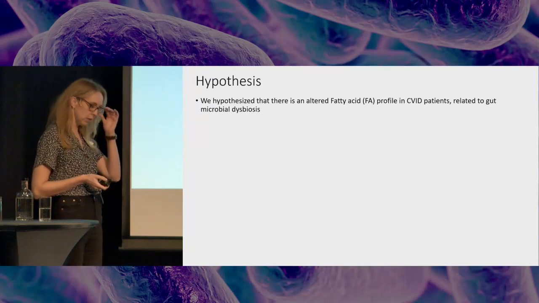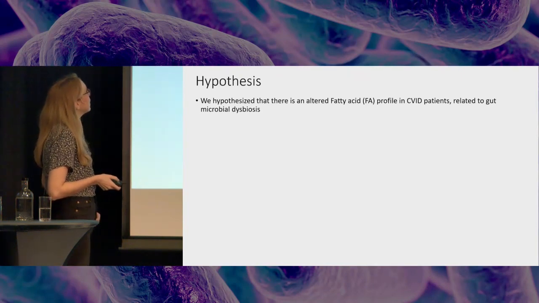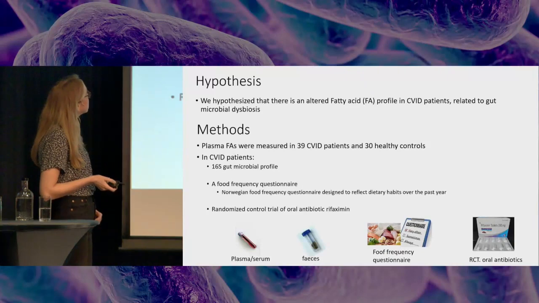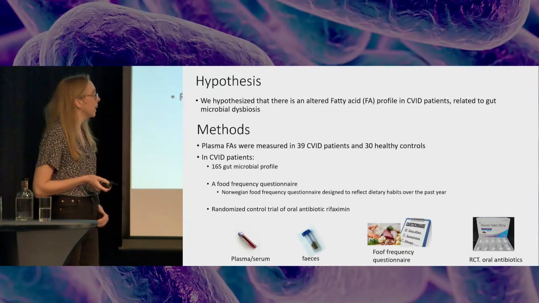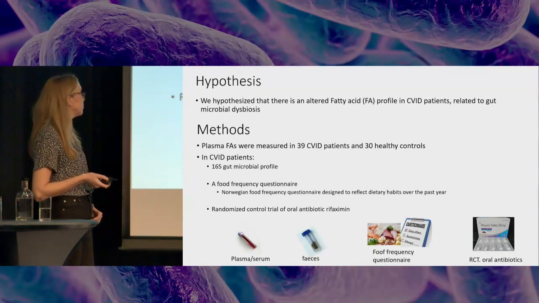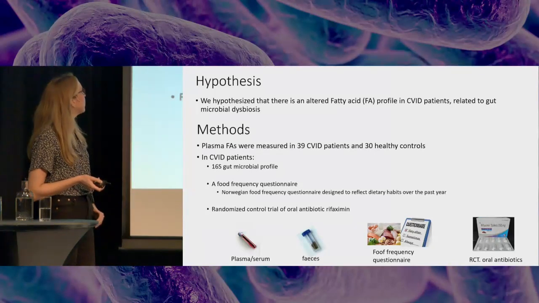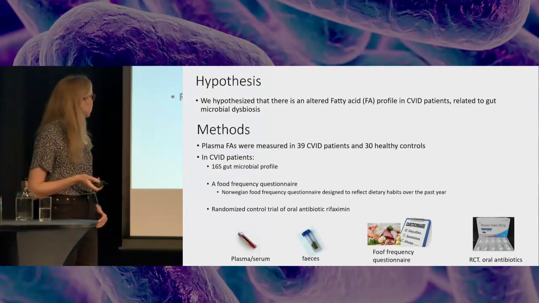On the background of these two projects, we hypothesized that there is an altered fatty acid profile in CVID patients, which we think might be related to gut microbial dysbiosis. In this project, we measured plasma fatty acids in 39 CVID patients and in 30 healthy controls. In the CVID patients, we also collected stool samples and did 16S profiling. We had a very detailed food frequency questionnaire, a recall over the past year. And we also reanalyzed fatty acids in a randomized controlled trial where we used the antibiotic rifaximin.